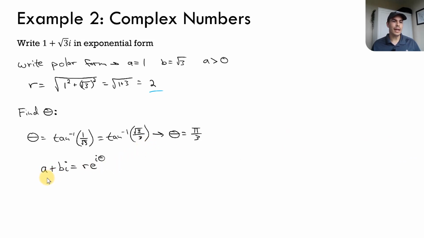But now we can represent a plus bi, which is what we have right up here, a plus bi. We can represent that as r e to the i theta. And we know r is 2, we know what theta is, so we have our exponential form.